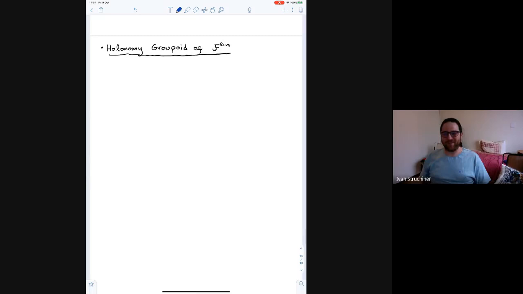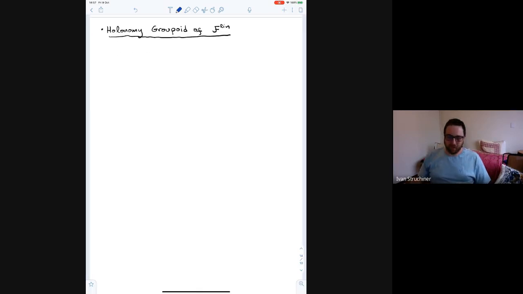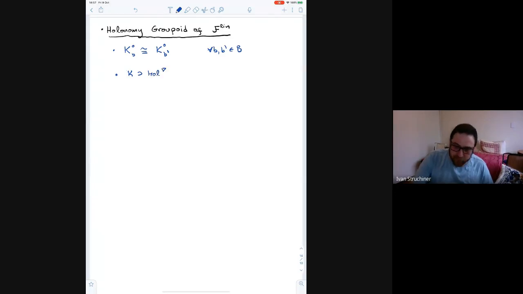Okay, so I need just 3 more minutes to tell you what the holonomy groupoid is of this foliation. The point is that all of these groups, K_0 of b, are isomorphic. It doesn't depend on the point you have, for all b and b prime in B. Using this, if you look at the Lie algebra of these groups, they contain the holonomy algebra of the connection nabla of this foliation.